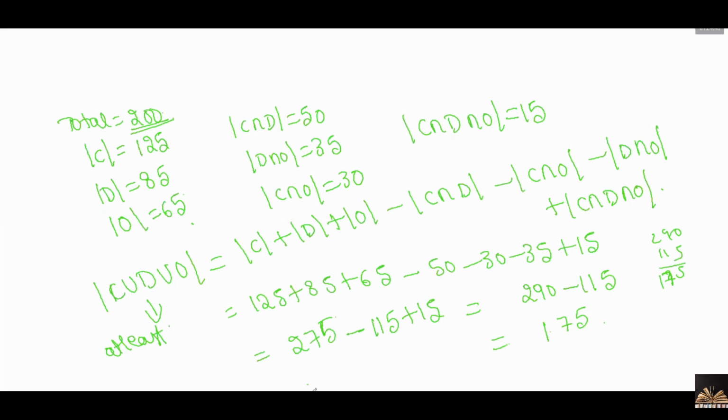Now you have to calculate the number of students who haven't taken any course, which is equal to 200 minus 175, that is 25. Sorry, 25 is the answer. Is it clear? Take down.